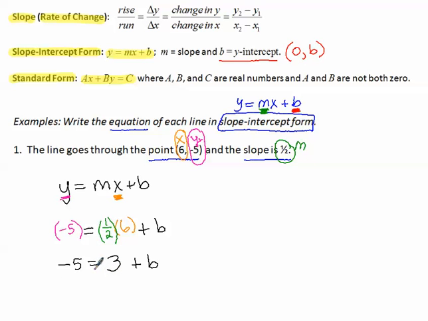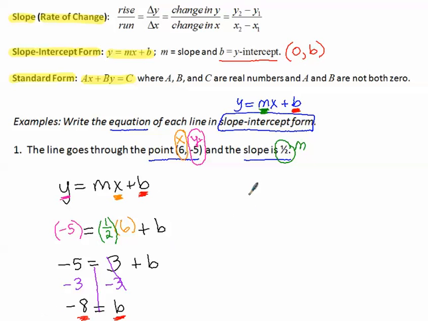So let's draw a line at our equal sign. 3 is positive, added to b, so I will subtract 3, and I have negative 8 equals b. So I know b is negative 8, and now I can put the b into my equation.